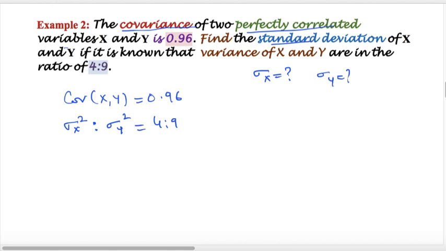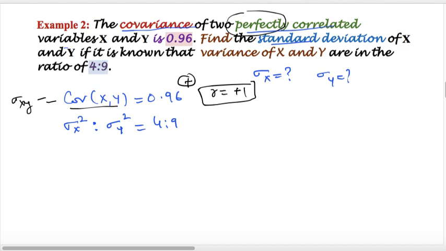Now the point is, when this says perfectly correlated, what does it mean? We are observing that perfect can be negative or positive. So right now, we can take help of the covariance. Now covariance is positive, which means r is also positive. So it is a positive 1 value. So r is positive 1, and covariance, which is sigma xy, is equal to 0.96. Now we can calculate it.